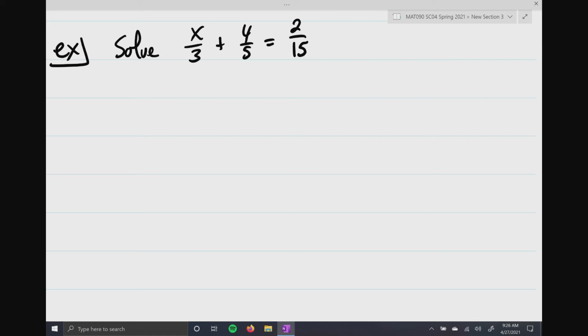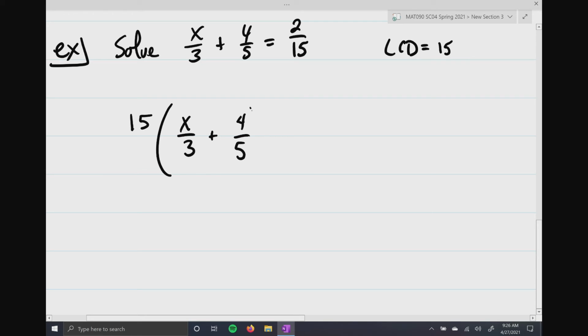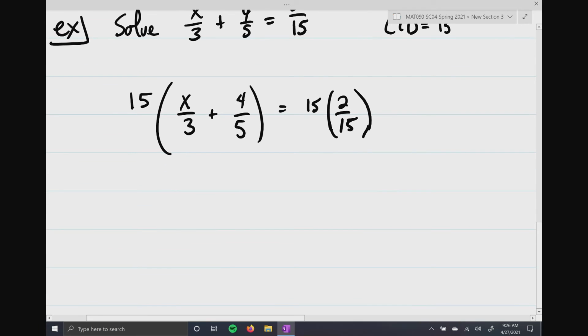Okay, we ready to go over this? All right, so step 1, I need an LCD. Who got one? 15. I agree, 15. So what I'm going to do is multiply both sides by 15. Now I distribute. I keep things very simple. I write everything out. No need to rush.